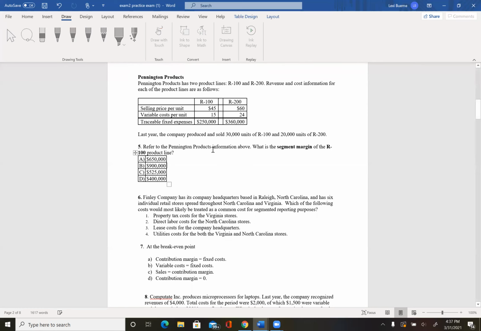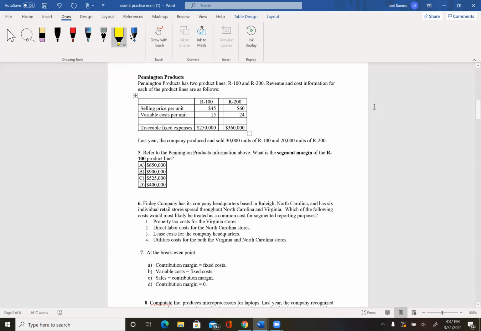So to find this, you are going to take the difference between the 45 and the 15, and that is going to give you 30. And then that's the difference between the selling and the variable, obviously. And then you're going to multiply that by the units sold. So that's 30,000. Since you're looking for R100, that's why we're using that.